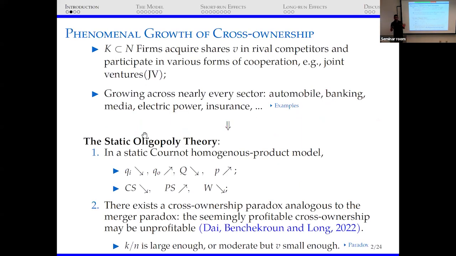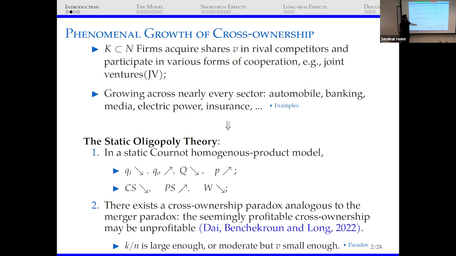So back to the theory. In the static oligopoly theory, in a static setting, for example with homogeneous products, I'm going to call I the insiders, the K firms, and O the outsiders. The insiders are those who hold shares in each other, and the outsiders are the others.